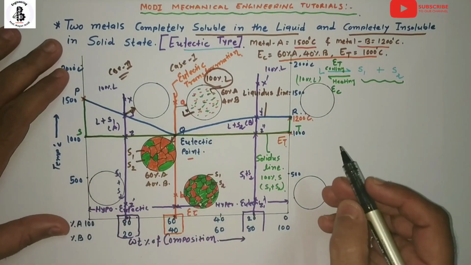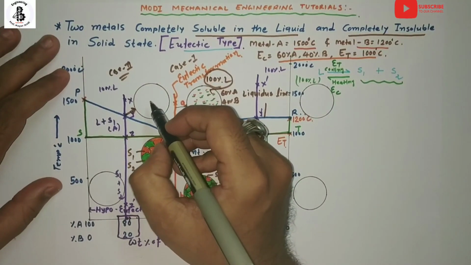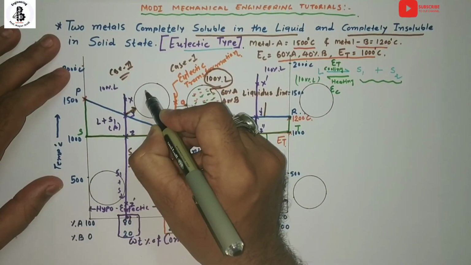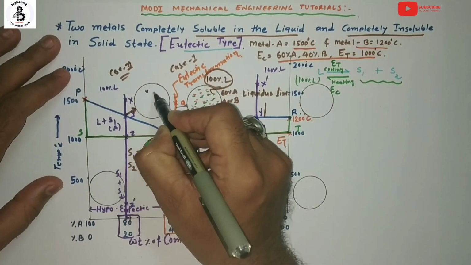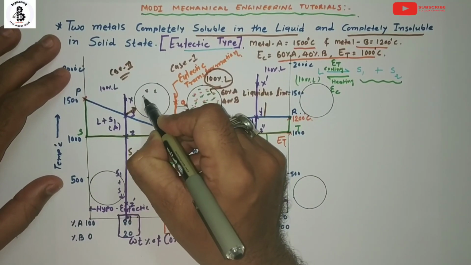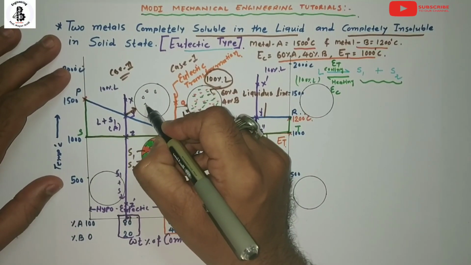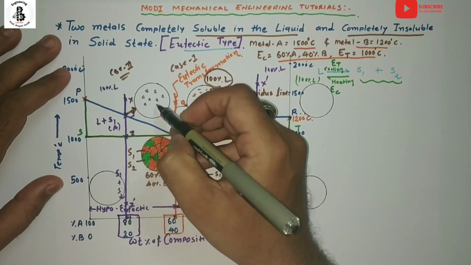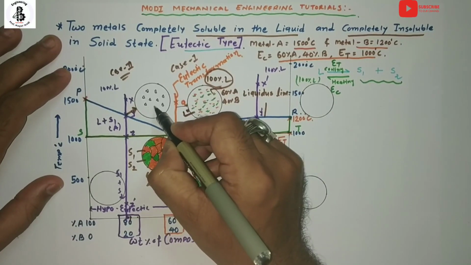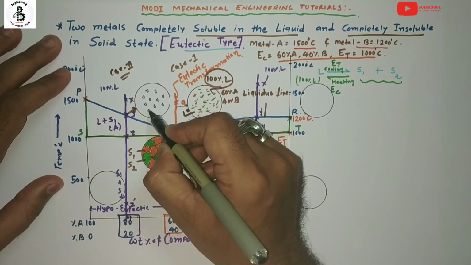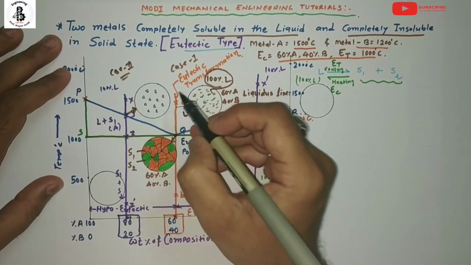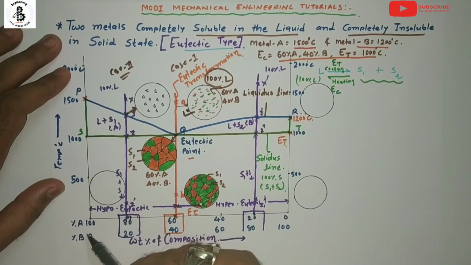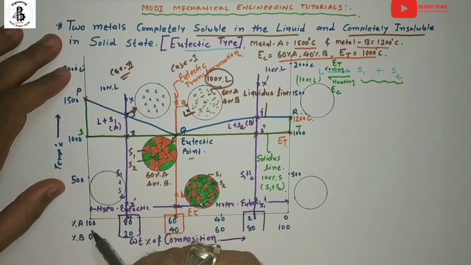So at point Y, what happened? It will be making small, tiny particles. These particles will be from S1. Whichever element has the majority will be the starting point of the solidification process. So on this side, it will be metal A which has the majority.